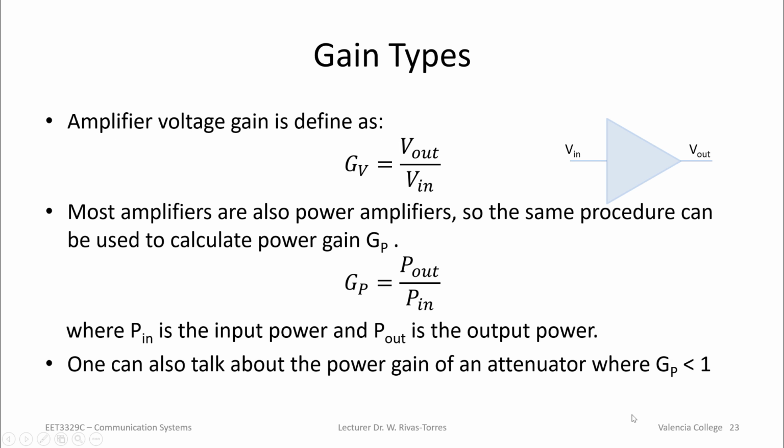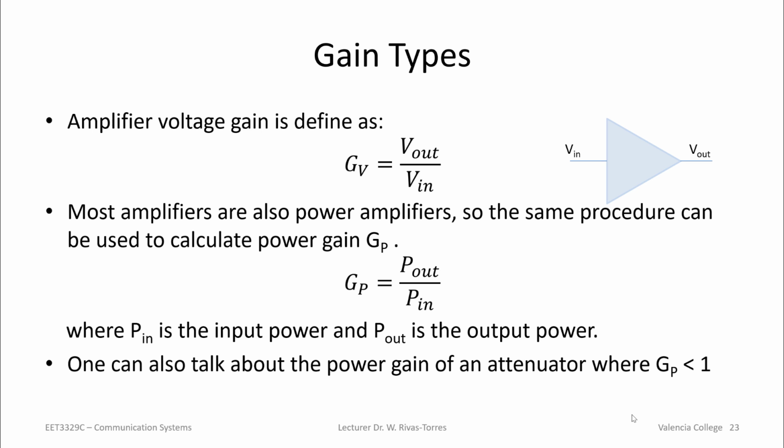All right, there are different gain types that we can talk about. For example, we could talk about voltage gain, which is defined, and we'll use the letter G sub V equal to V out over V in, to talk about voltage gain. Most amplifiers are also power amplifiers. So same procedure for power gain. We'll call it G sub P, which equals output divided by the input. So these ratios, voltage gain or power gain, are defined as we see here, right?